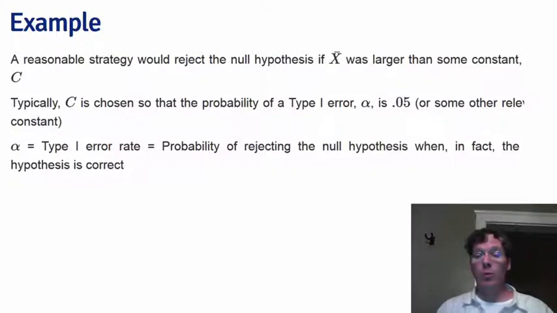But as in our court of law example, we don't want to set this rate too low because then we would never reject the null hypothesis. Let's see if we can choose this constant C so that the probability that we reject is simply tolerably low, say 5%.